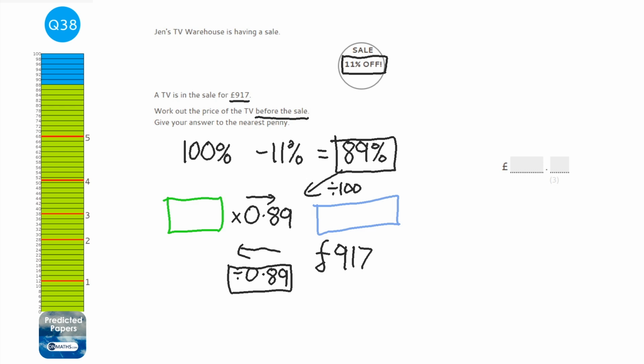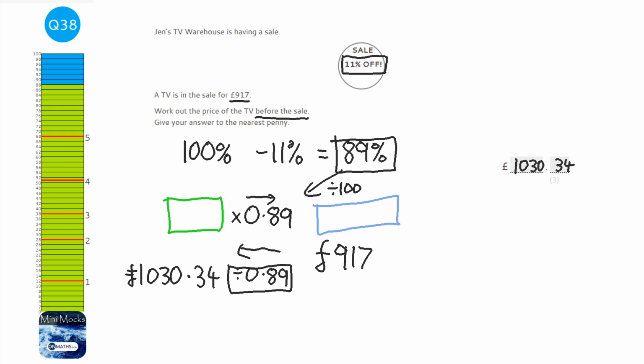So on the calculator, 917 divided by 0.89 and press equals. You might get a fraction, just press S to D. And we get 1030 pounds 34. I've rounded that to the nearest penny because the next one along is 337, so the 7 pushes that 3 up to a 4. And so that's going to be 1030 pounds 34.